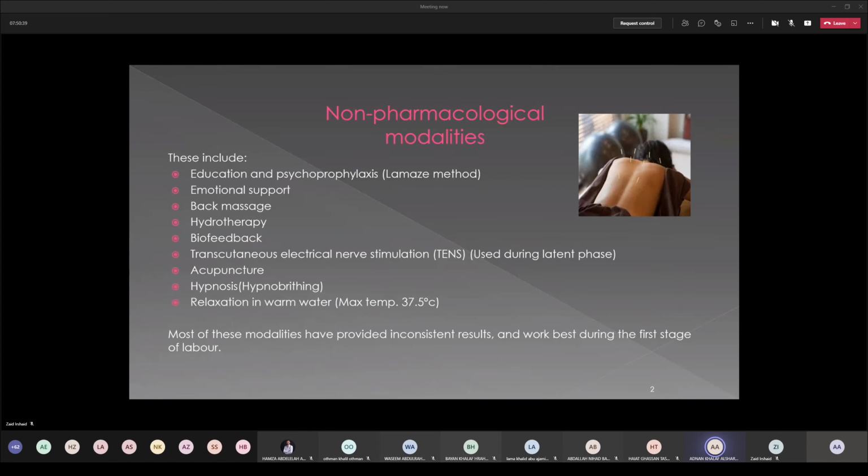The rest used to have a placebo effect, for example emotional support, back massage, hydrotherapy, transcutaneous electrical nerve stimulation, acupuncture, hypnosis, and relaxation in warm water, which has a maximum temperature of 37.5 Celsius. As we said, most of these modalities have provided inconsistent results and work best during the first stage of labor.